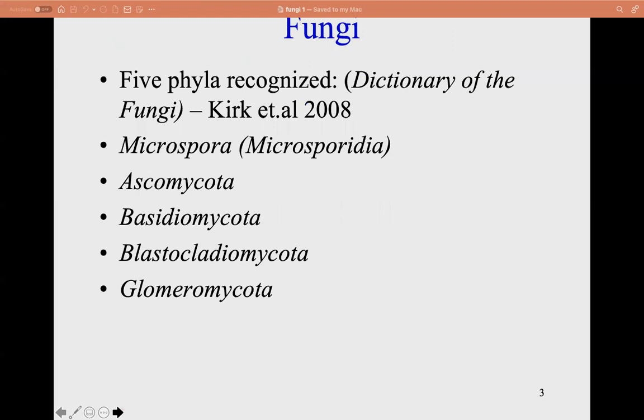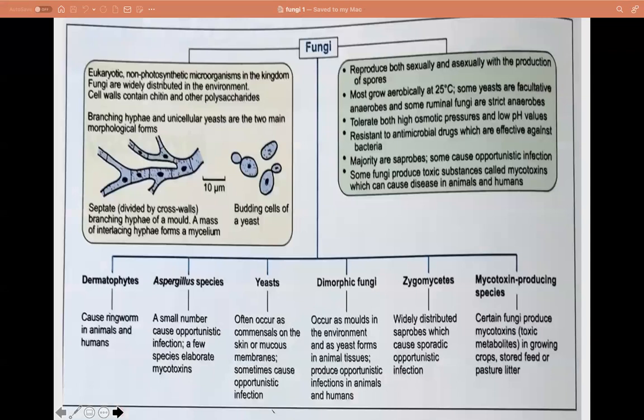So there are 5 recognized phyla. These are Microspora, Ascomycota, Basidiomycota, Blastocladiomycota, and Glomeromycota. So for the general characteristics of fungi, they are eukaryotic, non-photosynthetic microorganisms widely distributed in the environment. The cell wall contains chitin and other polysaccharide. It has branching hyphae and unicellular yeast are the 2 main morphological forms.